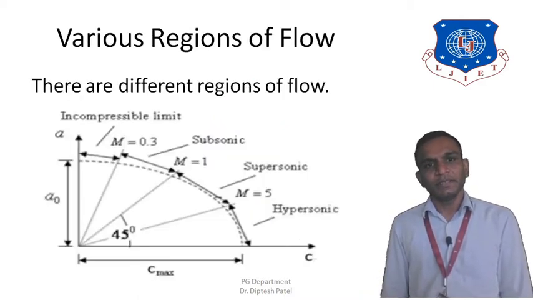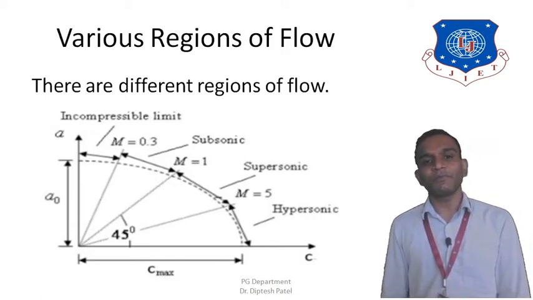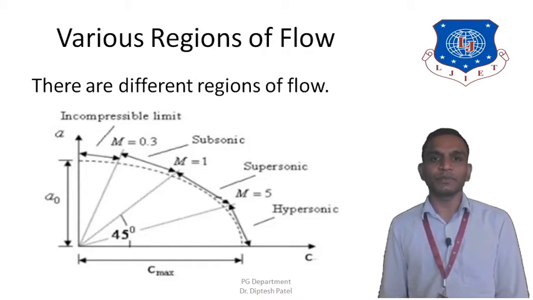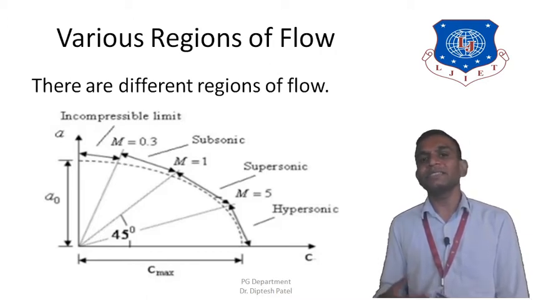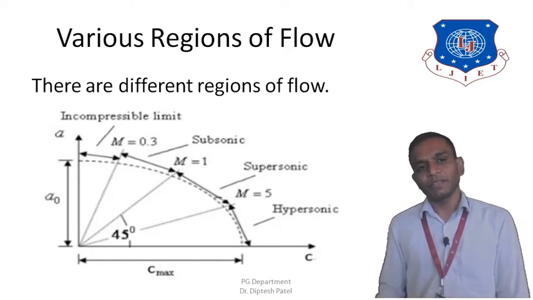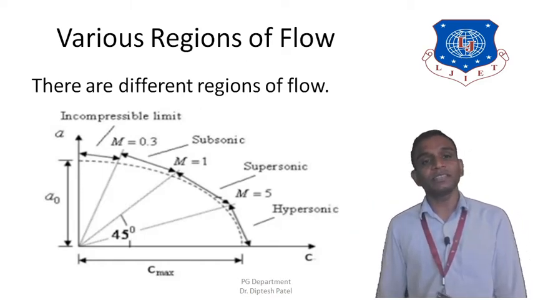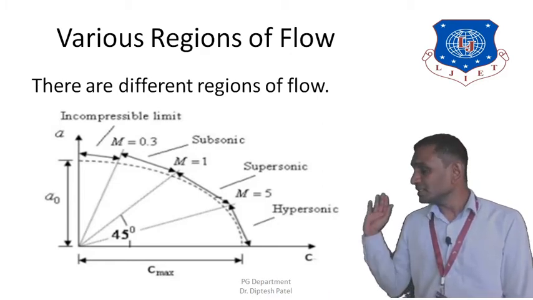Now let's move forward. Here in this slide we are going to learn the different regions of flow. Basically there are 6 different regions to be understood, and we are going to see them one by one. The different regions are incompressible flow, then subsonic flow region, then sonic flow region, supersonic flow region, and hypersonic flow region, and then one more, the transonic flow region. We are going to see each of them step by step. So let's begin with the incompressible flow region that you can see in the slide.